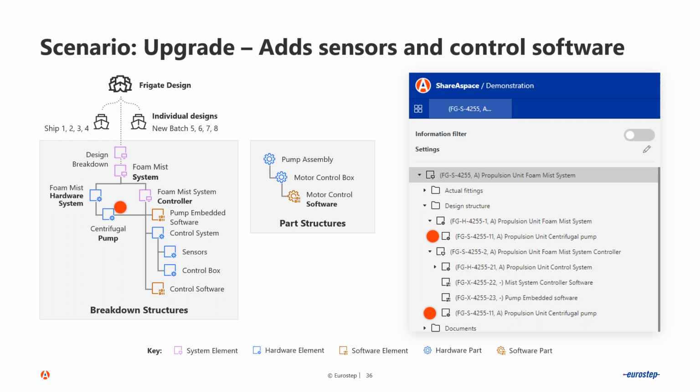First, looking at the additions to the breakdown structure, focusing on the foam mist system, you can see there are now two children. There's the original breakdown at the top, and then there's the hybrid breakdown below. When the new elements of the breakdown were added, ShareSpace recognized that the new element contained the original pump, and so consolidated the data rather than importing it again. The new elements are some hardware elements, which are the control system with sensors and a control box, and there's also the control software which acts on the data and controls the pump.